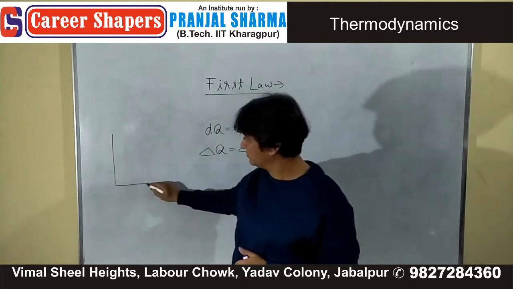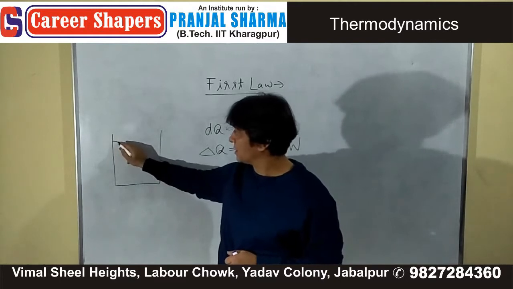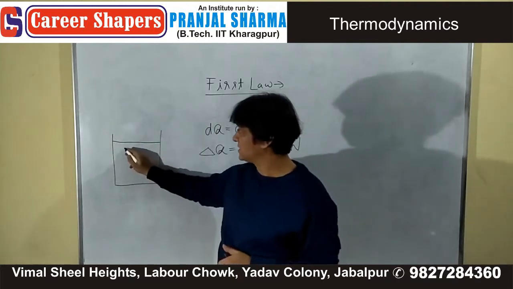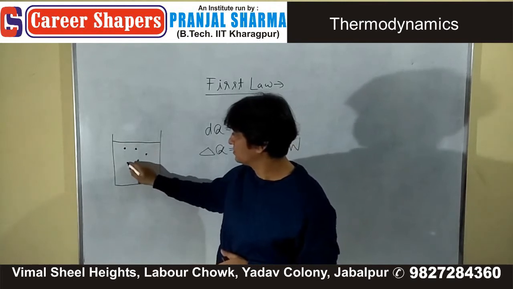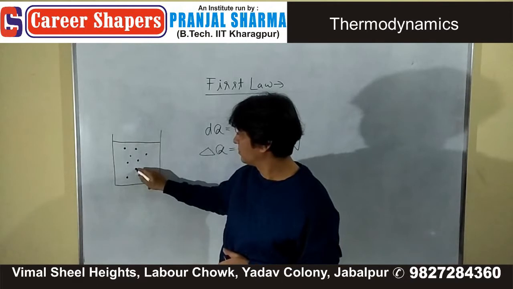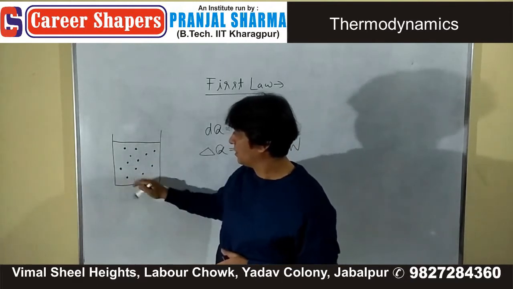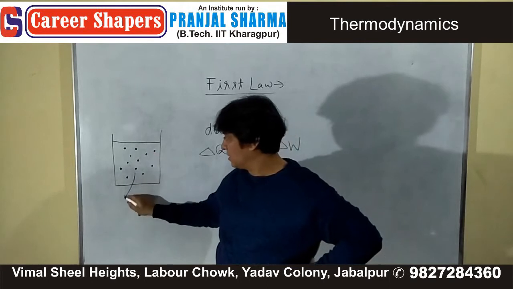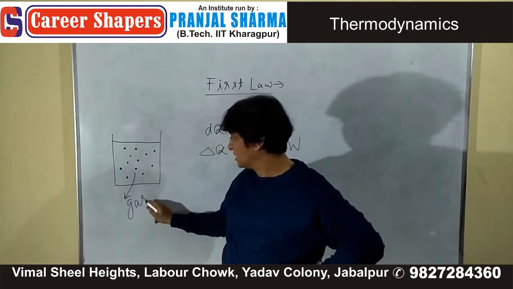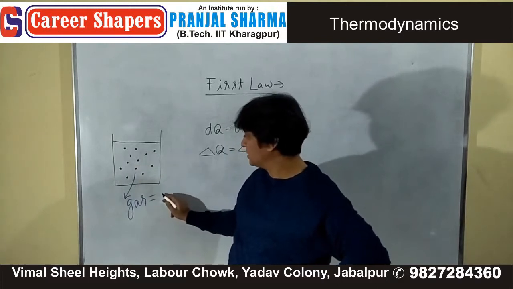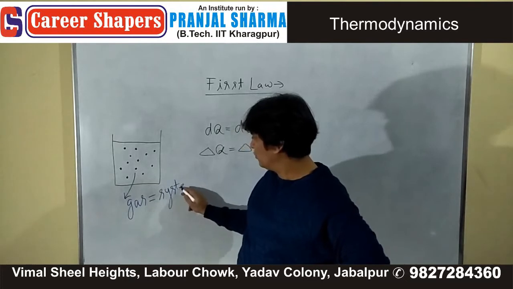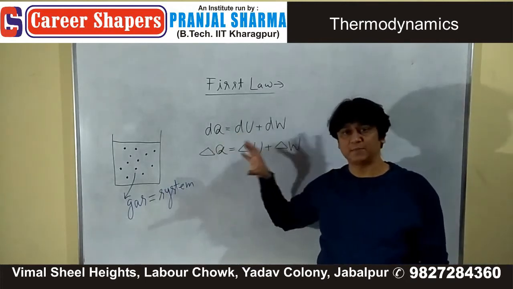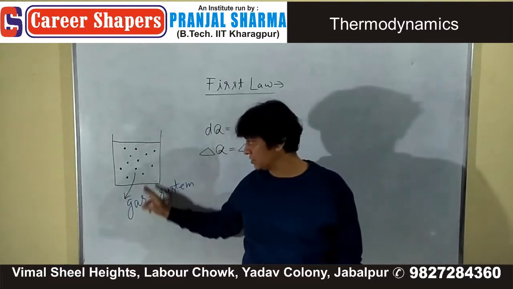You have a cylinder. There is a piston which can move up and down, and there is a gas inside. These are gas molecules. That's the system for us, these gas molecules. This gas inside the cylinder is the system which I will be using for the equation. When I say dq is heat supplied to the system, that means heat supplied to the gas.